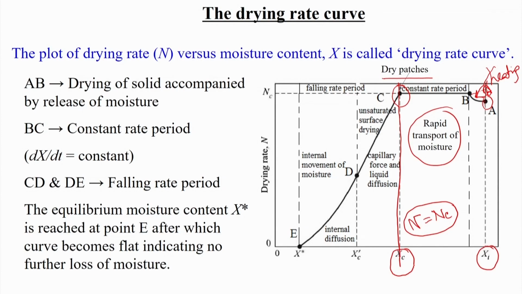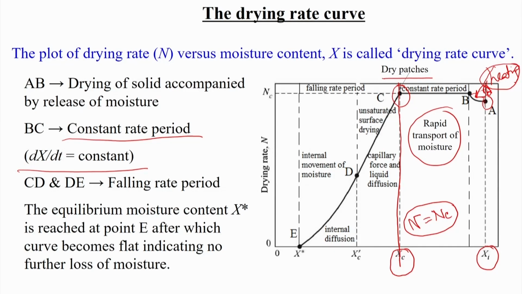So, this A to B is drying of the solid accompanied by release of the moisture, or this is due to the heating only, that is the initial adjustment. From B to C is the constant drying period, that is dx dt is equal to a constant parameter.